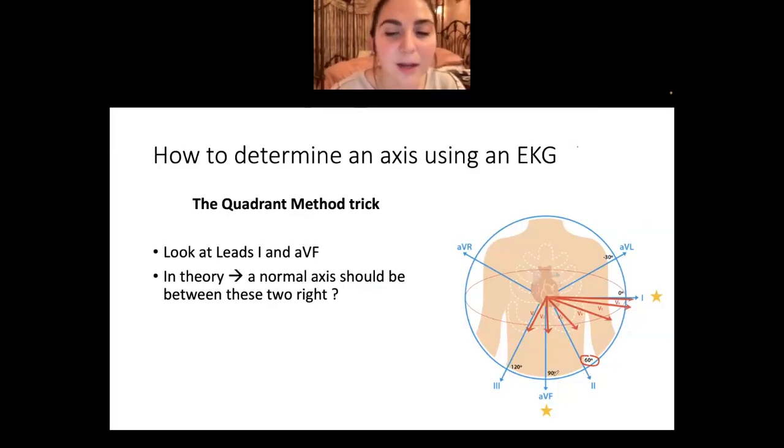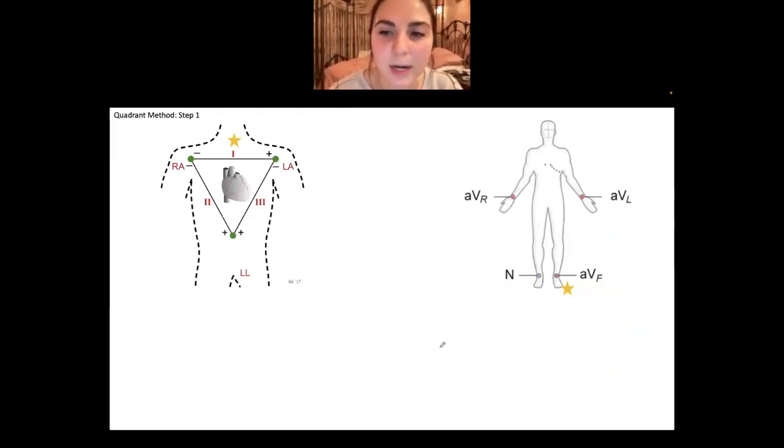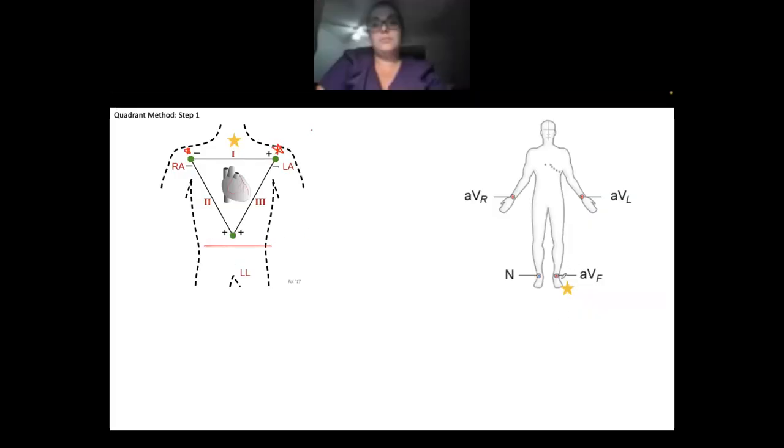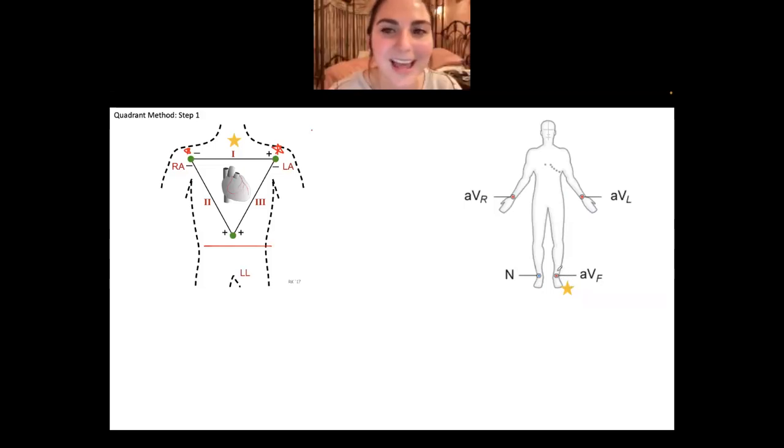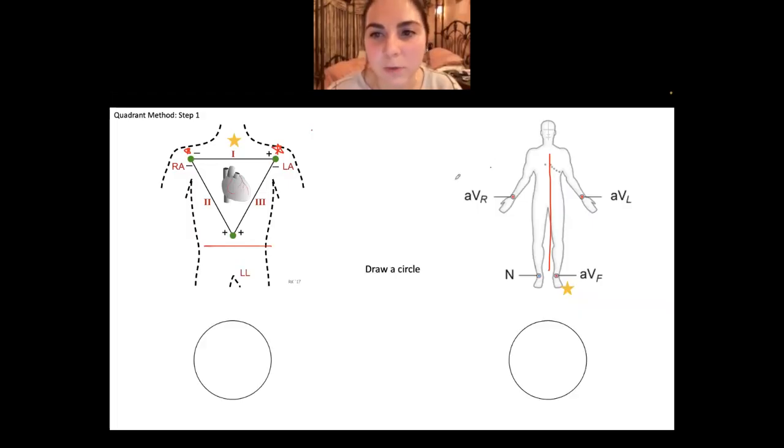So in theory, a normal axis most of the time should be between 0 degrees and 90 degrees. So it's going to be between lead 1 and lead AVF, right? If we look at it here, here's lead 1. Lead 1 is going from top right to top left. It's like a vertical line. No, that's the horizontal line. And then lead AVF, while it's not a bipolar lead, you can imagine if the heart's up here, AVF is almost like a vertical line down from the heart.